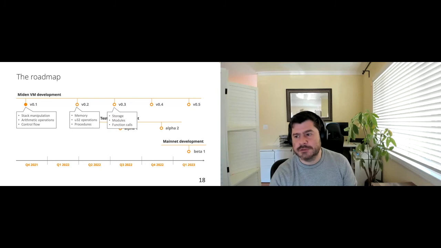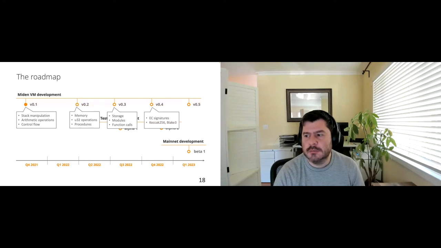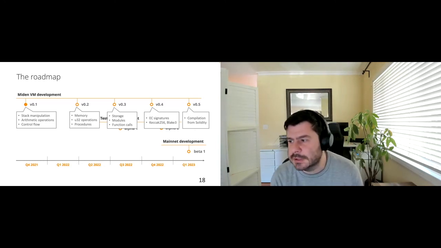And then we plan to keep working on it to add storage and modules. Modules would be kind of like smart contracts, and function calls, which are basically cross-contract calls. Then add more cryptographic primitives that are useful in a blockchain context, and then finally get to a point where you can take Solidity and compile it into Miden VM. Hopefully sooner than this, but at the very least by that time.